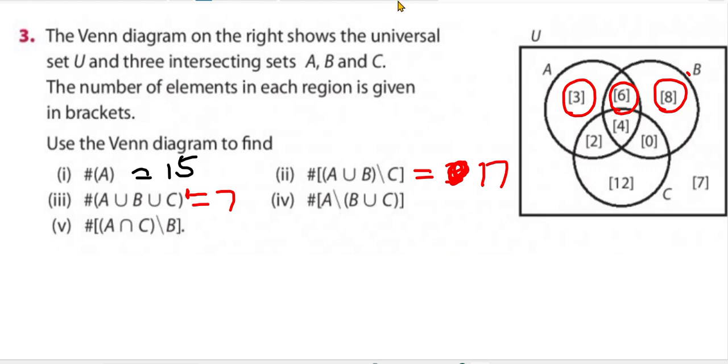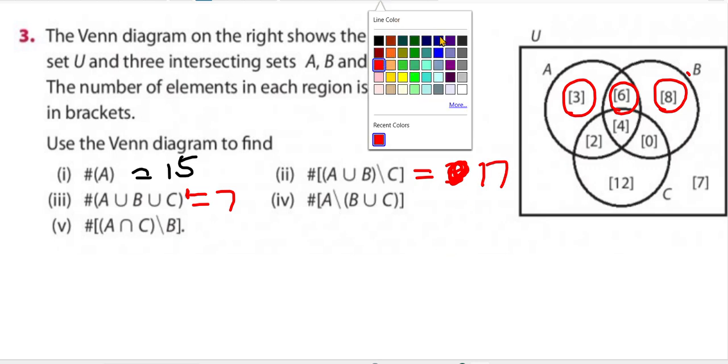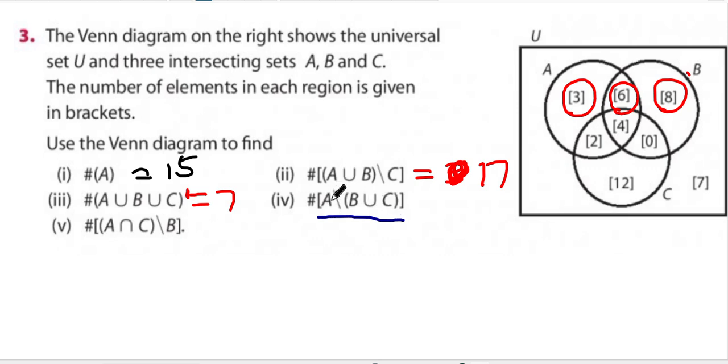Now, next one. Everything in A that's not in B union C. No, see, there's 7 people outside. A union B union C is everything in the circles, but there's 7 people outside of it.